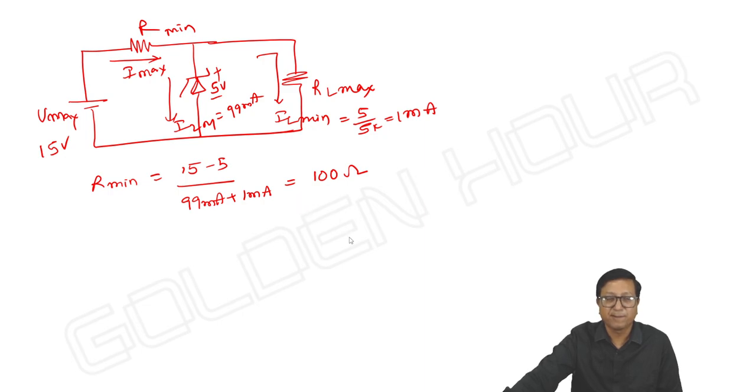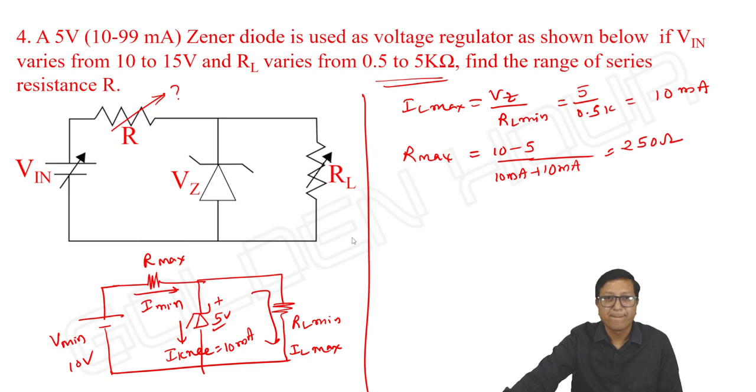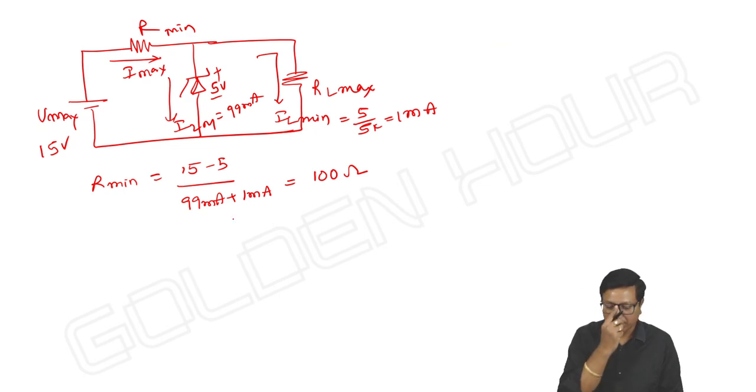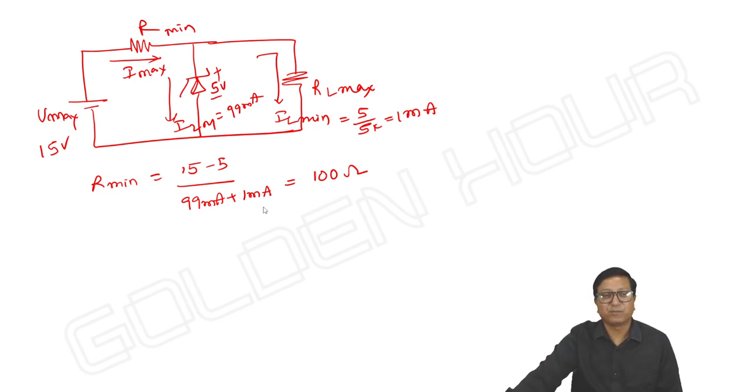99 and 1 milli, 5K. Oh, sorry. Yes, 15 minus 5 is 10, 10 by 100, which is 100 ohms. That's it. This is how we can do this problem. Very simple.